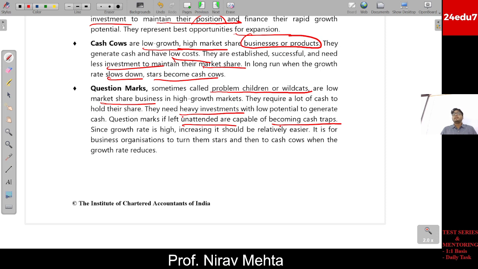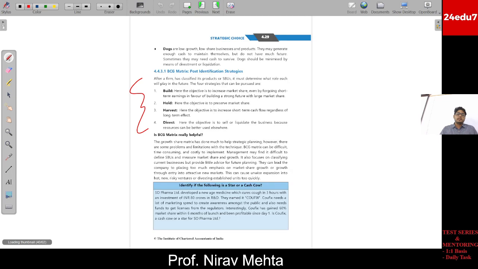Because growth will fail. Are you getting my point? Yes. Since growth is high, increasing market share should be relatively easier. Otherwise it is for the business to turn them into dogs when the growth rate reduces. Are you getting my point? Yes. Dogs.